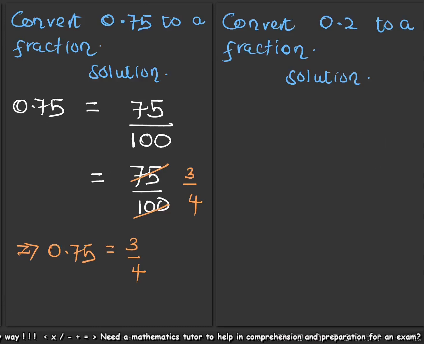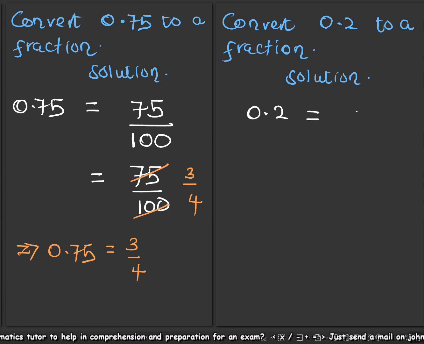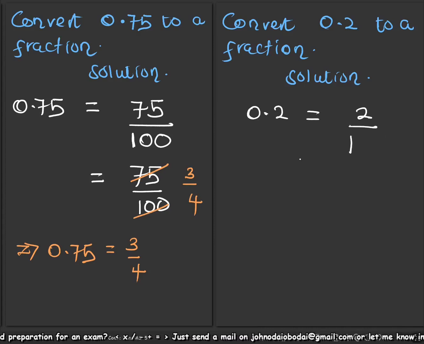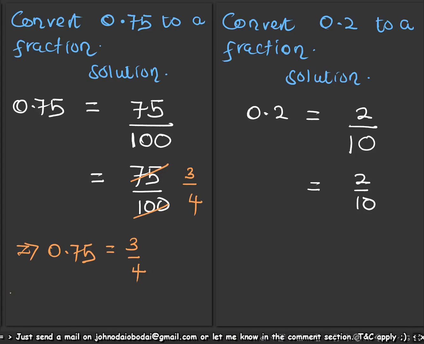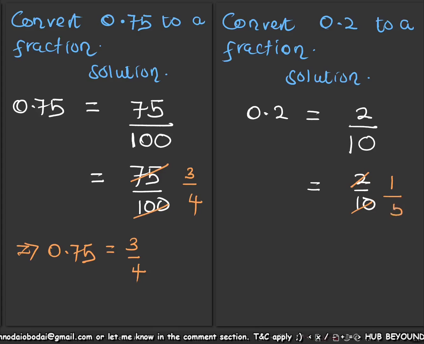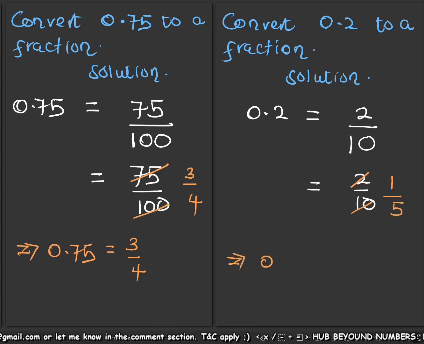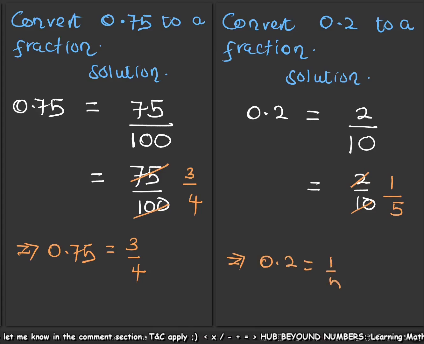Let's look at the very last one. Here we have 0.2, and we want to convert that as well to a fraction. We write our 2, which is the number after the decimal point, over 1. How many digits do we have after the decimal point? Just 1, so we add one zero. Our 2 over 10, if we want to simplify, 2 divides itself once and divides 10 five times. So 0.2 is equal to 1 over 5. So this is it for decimals.